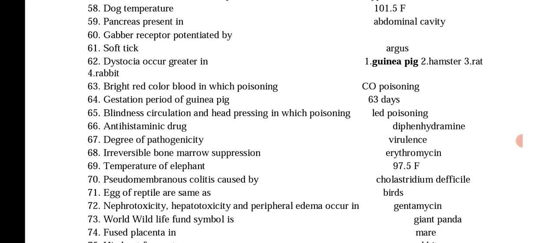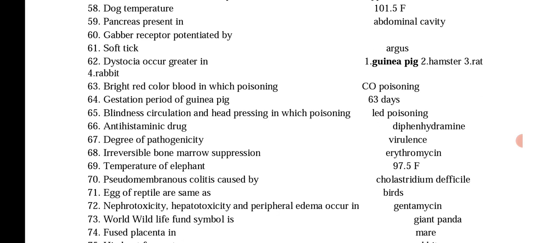Blindness, circling, and head pressing occur in lead poisoning. The antihistaminic drug is diphenhydramine, the same as Avil. Brand name Avil, and now it is commonly available as cetirizine.